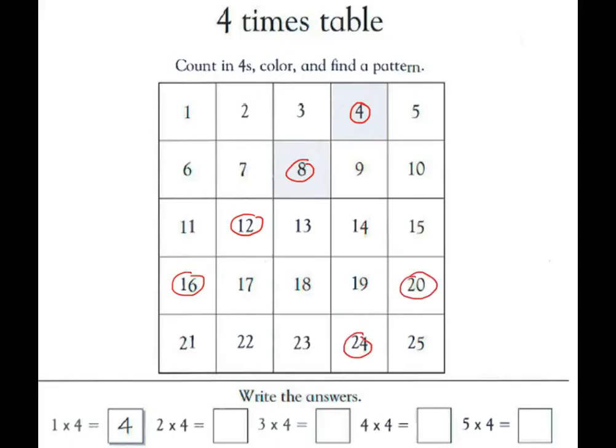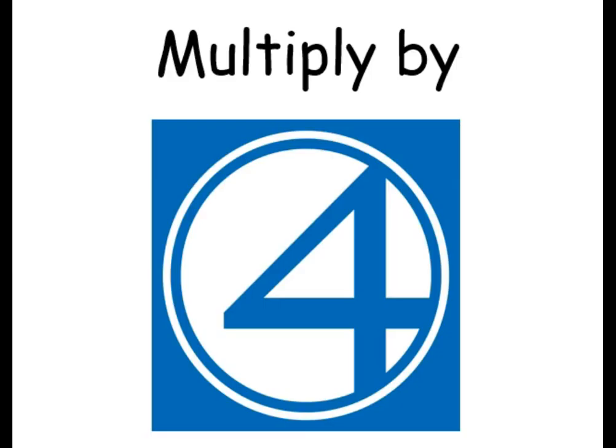So the first number I circled was 4. The second number I circled was 8. The third number is 12. The fourth number was 16. The fifth number was 20, and so on. And these are all different ways we can practice multiplying by 4.